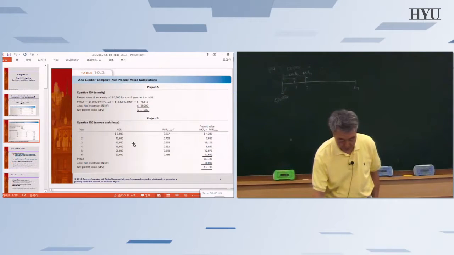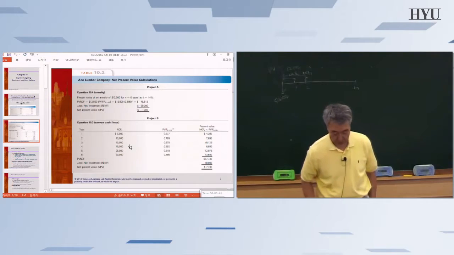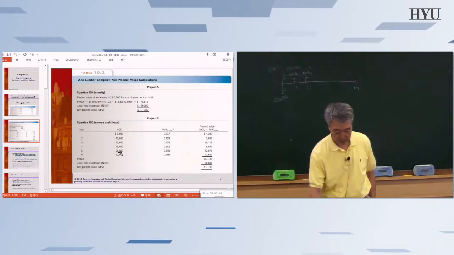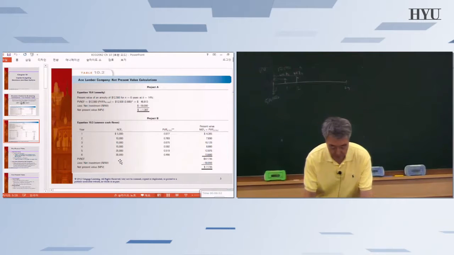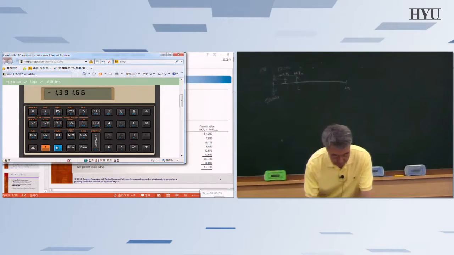All right, so the second case is slightly more involved because we have different cash flows. The only difference is now you have to enter each number. So press 5,000 and, okay, let's clear the memory again. Actually, you don't have to clear the finance function because we're going to use the same interest rate.